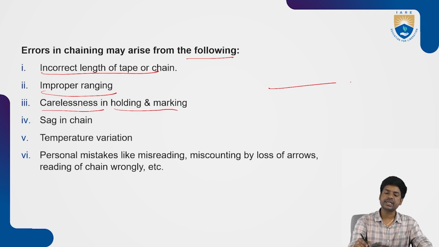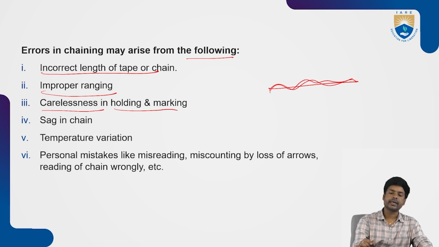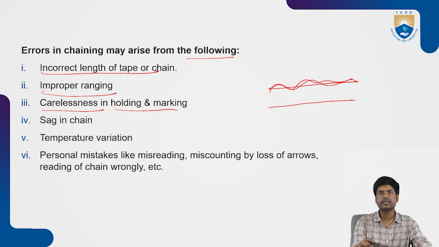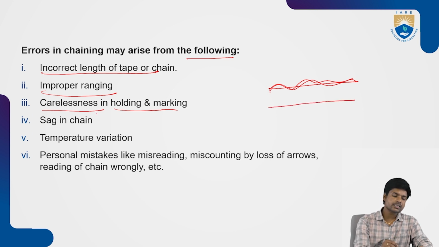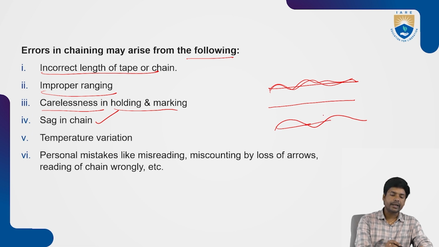While holding the chains or tapes, we are going to have different positions. Some people will not hold the tape or chain properly. You may get sagging in between the chains or tapes. We have to avoid this carelessness. We have to stretch the tape or chain carefully to get accurate results. And next, sag in chain. If you do not hold the chain properly like this, this particular position is called sagging. And temperature variation.